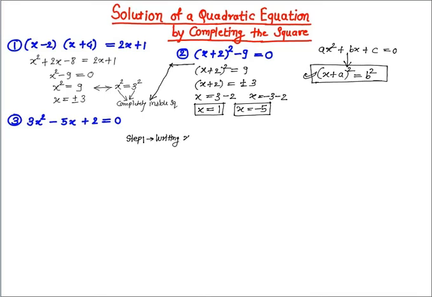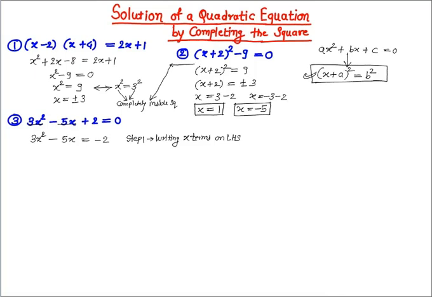writing the x terms on left hand side. So what would be the quadratic equation here? The terms containing x are 3x² and −5x. So keep it on left hand side. 3x² − 5x = 2. This constant 2 goes on right. We get −2.